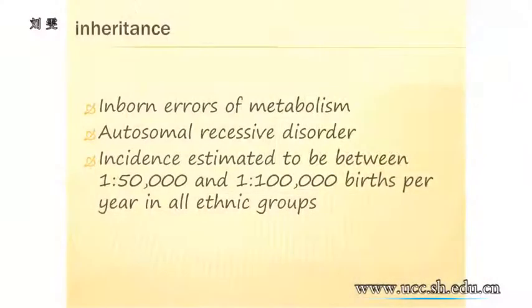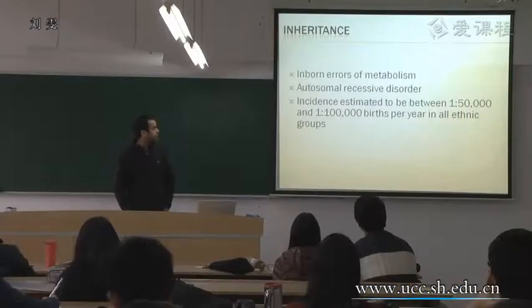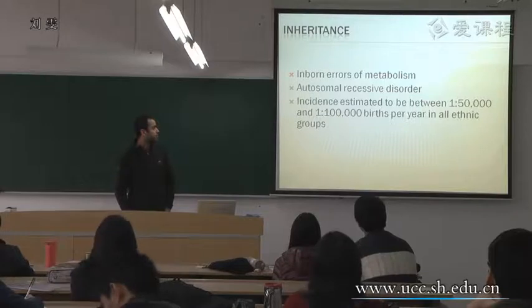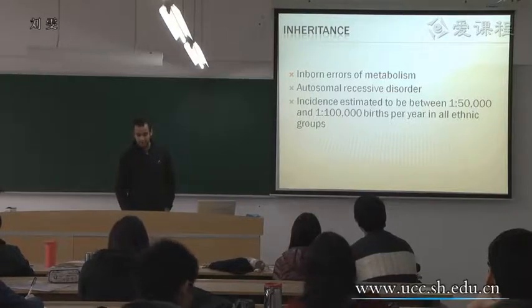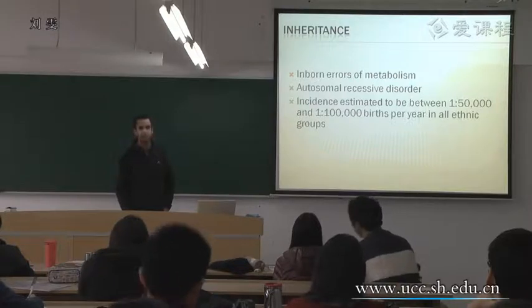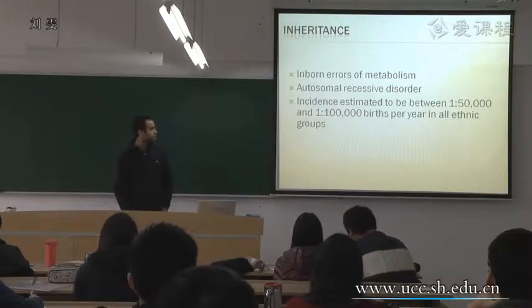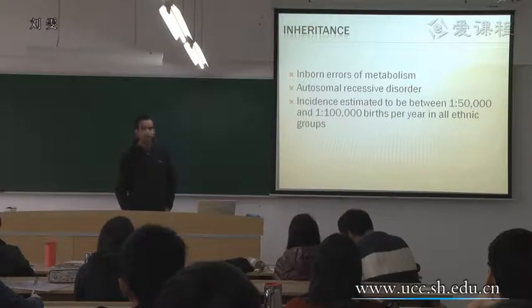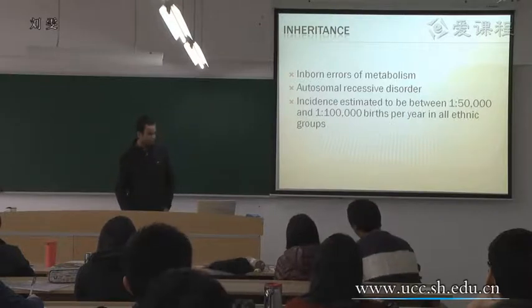So how do you inherit it? It's an autosomal recessive disorder. It's estimated to be between 1 in 50,000 chance to about 1 in 100,000, depending on ethnicity. From what I've read, it's most prevalent in the Caucasian community, not really Asian and blacks.